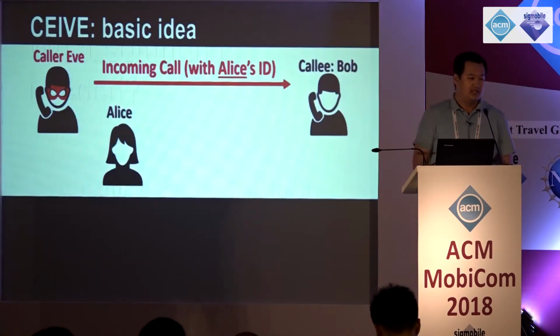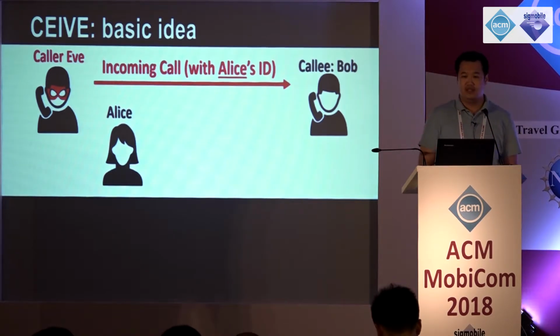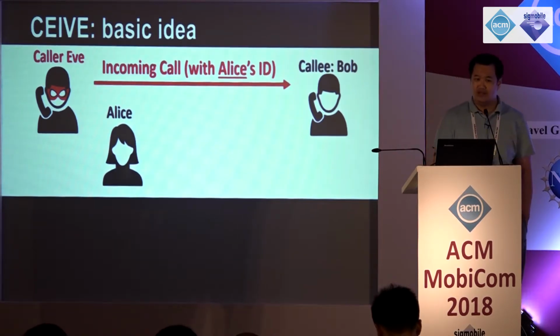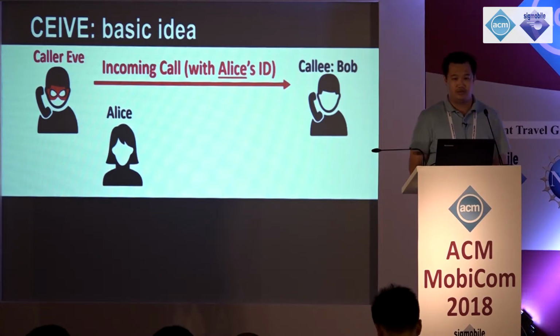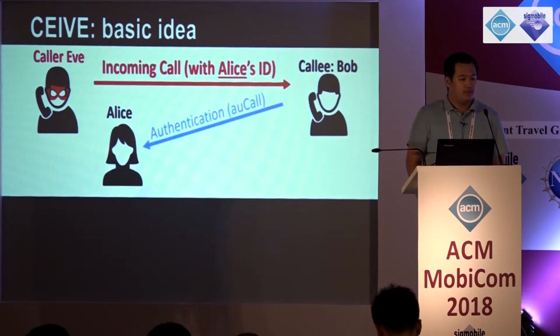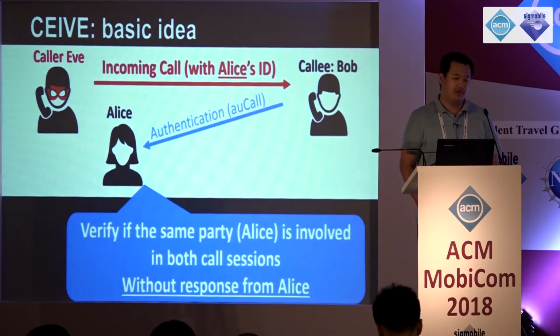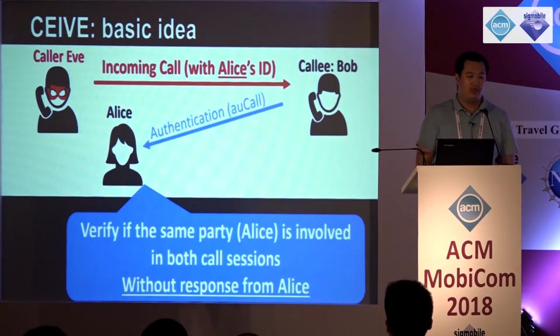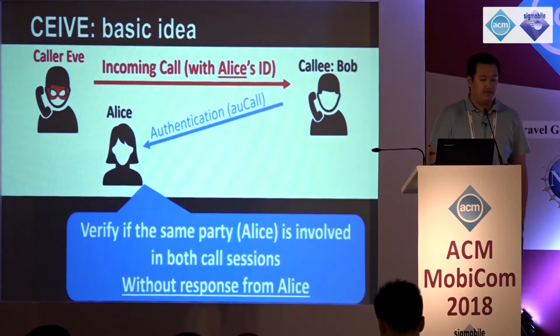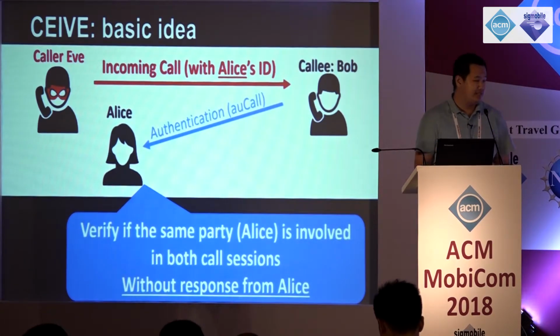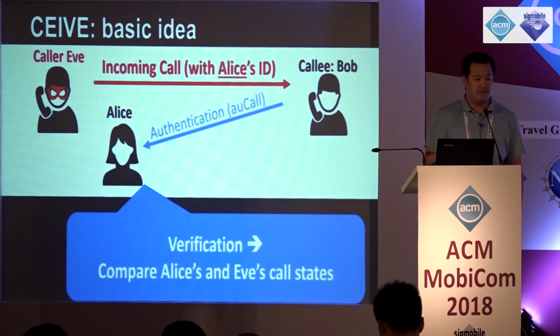Can we do that? Yes, we can, and here is CEIVE's basic idea. When Bob receives an incoming call from Alice, Bob has no idea whether this call really comes from Alice or is just spoofed by Eve. But what Bob can do is make a call back to Alice. Since the network is not compromised, this call will definitely reach Alice. Then Bob can try to verify whether the same party Alice is involved in both call sessions, without requiring any response from Alice. This is done by comparing the call states of the caller and Alice.